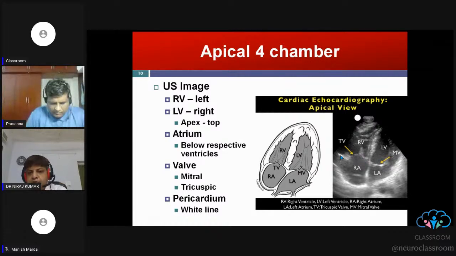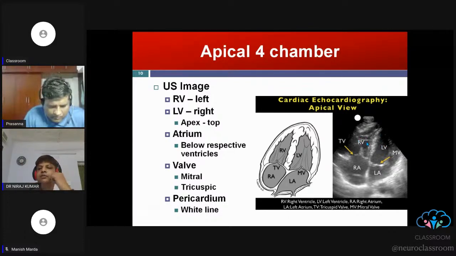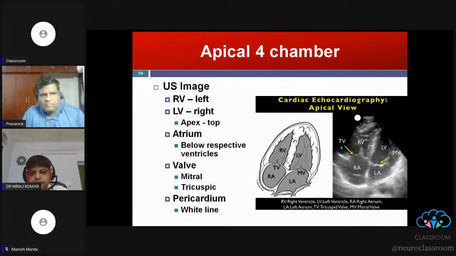And lastly, we have to see this bright hyperechoic line, that is the pericardium, totally surrounding the heart. So overall, this view is to assess the contractility and the relative size between the right and left ventricle. Normally, the size of the right ventricle is about 2/3 of the left ventricle. So we have a video for the apical four-chamber view.